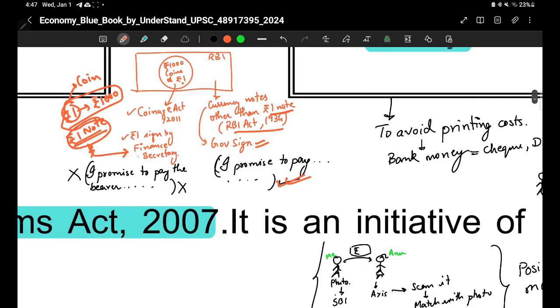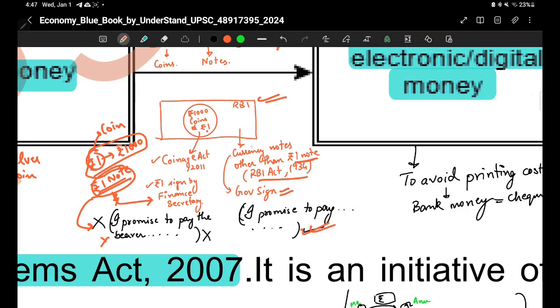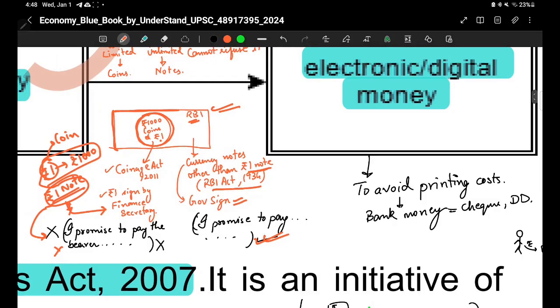Whereas in the 1 rupee note, this "I promise to pay the bearer" is not written. This is just one fact which you should just know, no explanation to this. This diagram is called a Venn diagram. Whatever is inside this circle is in the ambit of the Government of India, and whatever is outside the circle is under the ambit of RBI. What is inside the circle? From 1 rupee coin to 1,000 rupee coin, and the 1 rupee note fall under the ambit of the Government of India. Remaining all falls under the ambit of RBI.